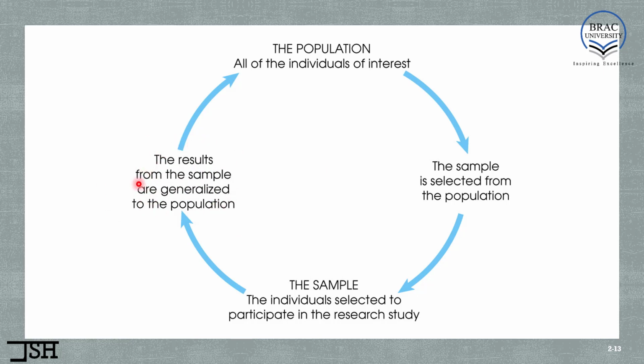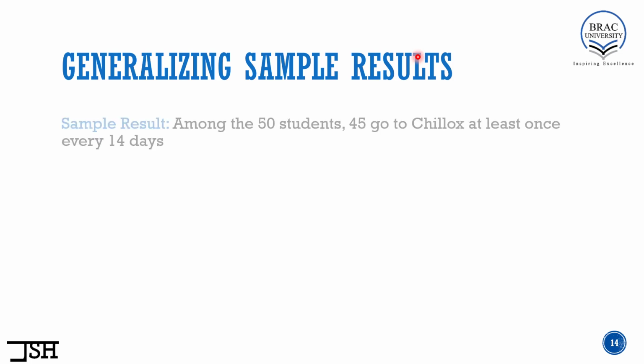In order to understand this step, let me go to the next slide. By looking at the next slide, this point will be crystal clear to you. So here it goes. What do we mean by generalizing the sample results? Let's assume that I have received the survey results from 50 BRACU students, and here is the result. According to the survey, among the 50 students, 45 go to Chilox at least once every 14 days. So that is the result I got from where? From the sample of 50 students.